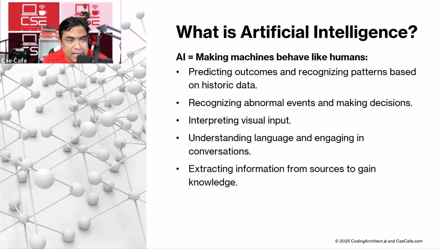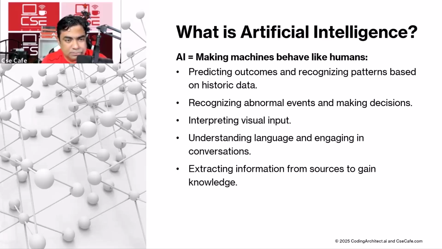In very simple terms, AI is making machines behave like humans. It can predict outcomes and recognize patterns based on historic data. So when you give a lot of historical data, you can predict, okay, based on the historical data and the patterns I have derived, this is going to happen. It can also recognize abnormal events and help us make decisions.